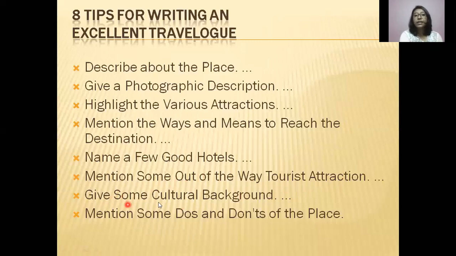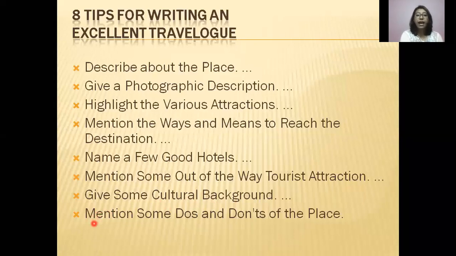Then we have give some cultural background. This we have already talked about before, as Nepal has very rich diversities. We have natural beauties in our country. We have culturally and traditionally important places. So it's better to describe them, so the readers get attracted towards our places and towards the specific place which you are describing right now in your travel.